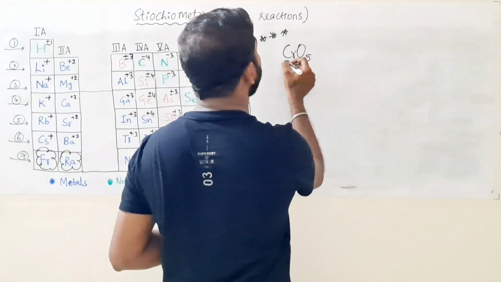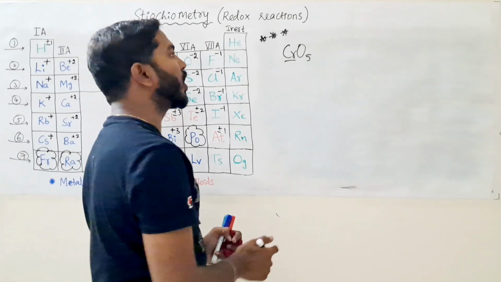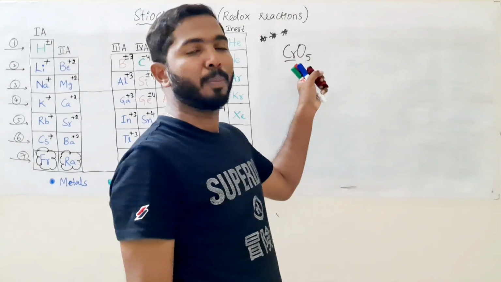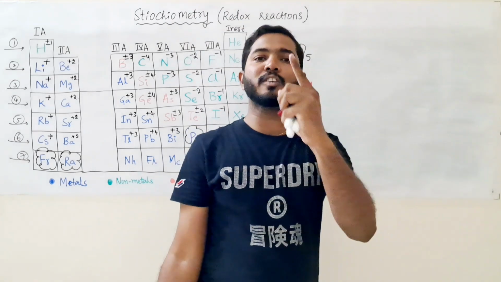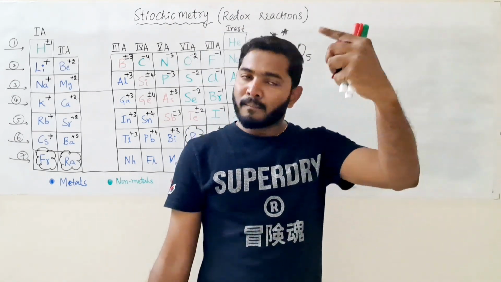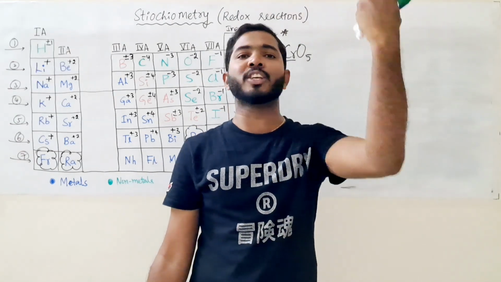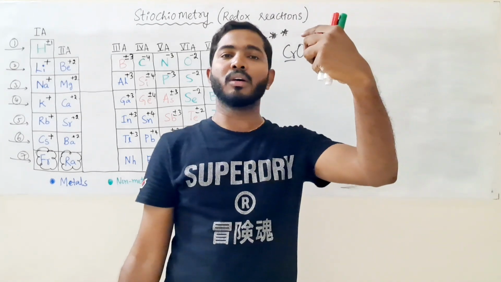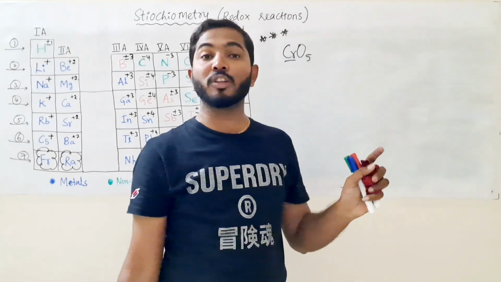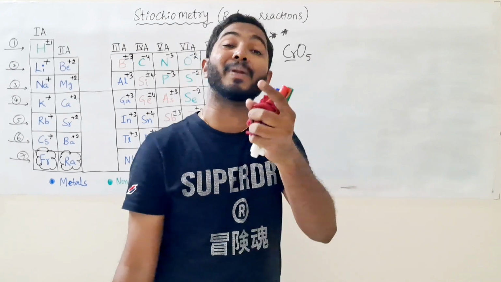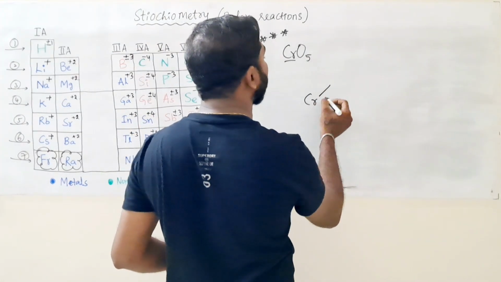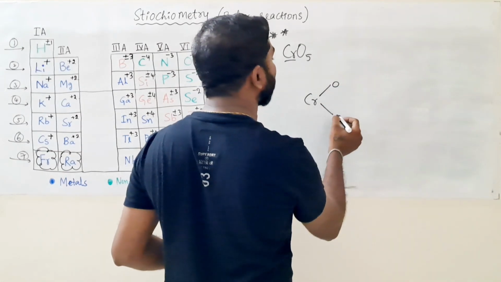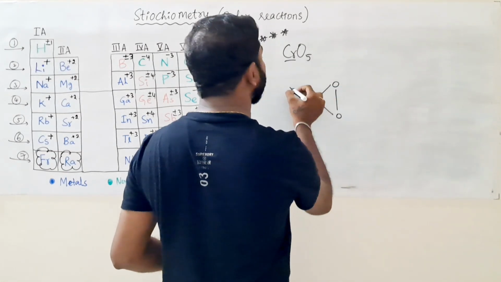Chromium pentoxide: if we want chromium's oxidation number, generally if we calculate, we are going to get plus 10. But the group number of chromium is 6B, so the oxidation number can't go beyond plus 6. It is not possible, but in this case it is coming out as plus 10, which is not at all possible. In such a case, we expect peroxy bonds.